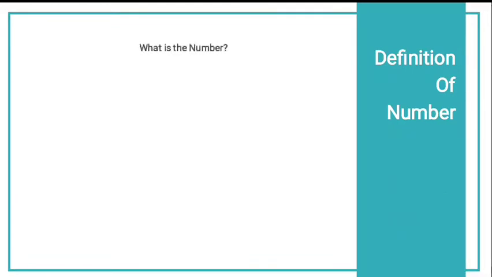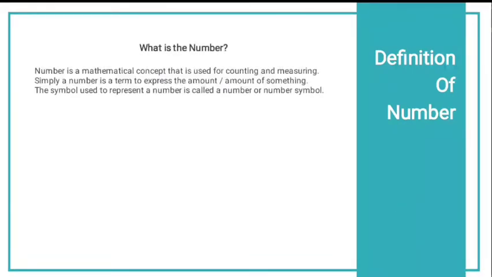Definition of number. So, what is the number? Well, the number is a mathematical concept that is used for counting and measuring. Simply, a number is a term to express the amount of something. And then the symbol used to represent a number is called number or number symbol. Anyway, the number has many types.